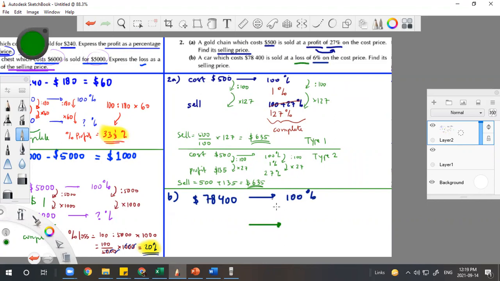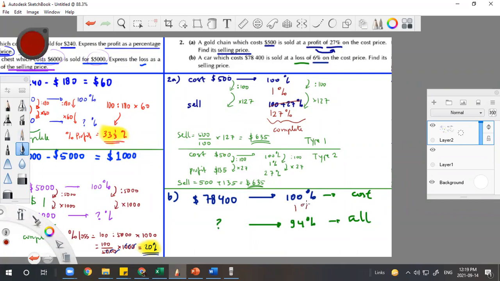94. 94%, good, Felix. And that's what you have to find. This is the selling price, right? Sorry, I forgot to put this. This is the cost price, and this is the selling price, right? And then 94. Why 94, Felix? Can you explain? Because 100 minus 6 becomes 94.